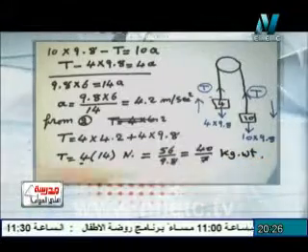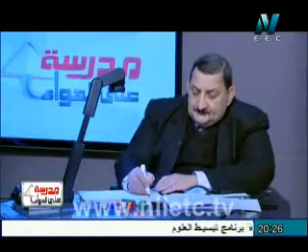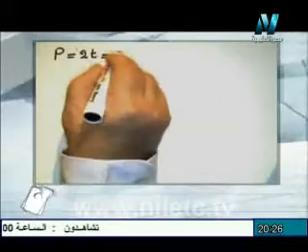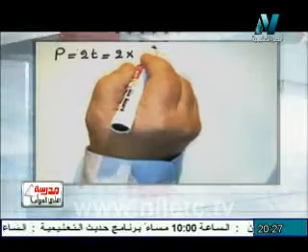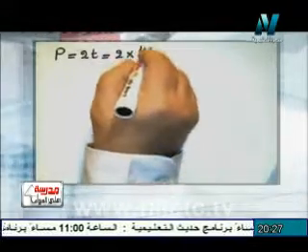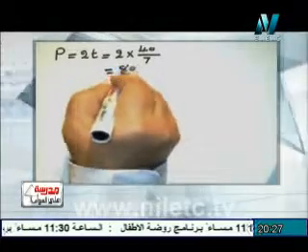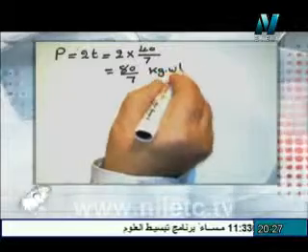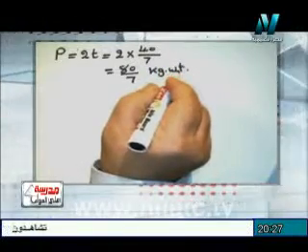Then we have to get the pressure. P equals 2T, therefore it equals 2 multiplied by 40 over 7, which is 80 over 7 kilogram weight. This is the pressure on the pulley.